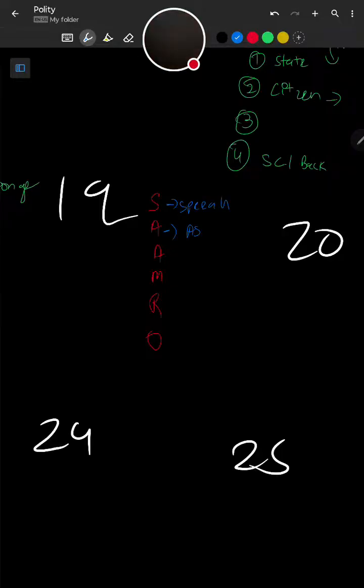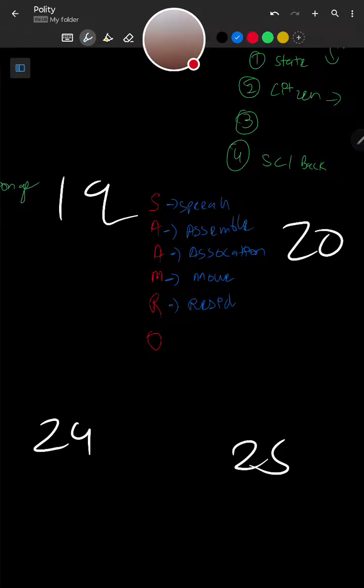A is for assemble. You can assemble at any place, but without any arms. Next, A is association. You can form any association and nobody can stop you. That is your right. Then M is move. You can move freely in any state of India. Then R is reside. You can reside in any part of India. Next is O, which is occupation. You can have any occupation in India, but it should not be illegal.